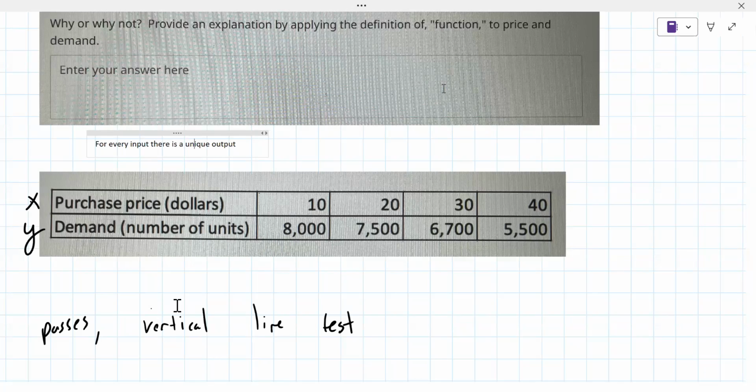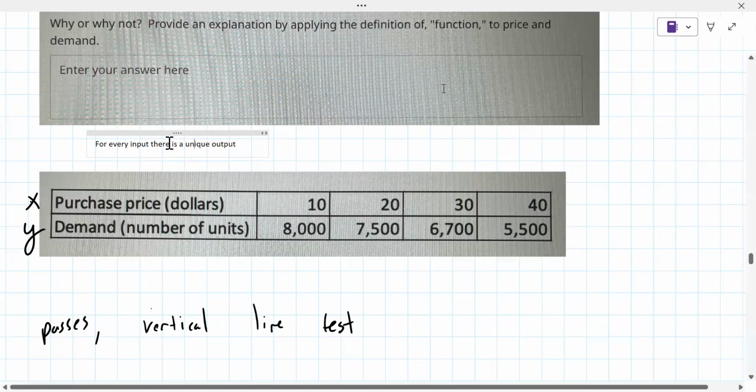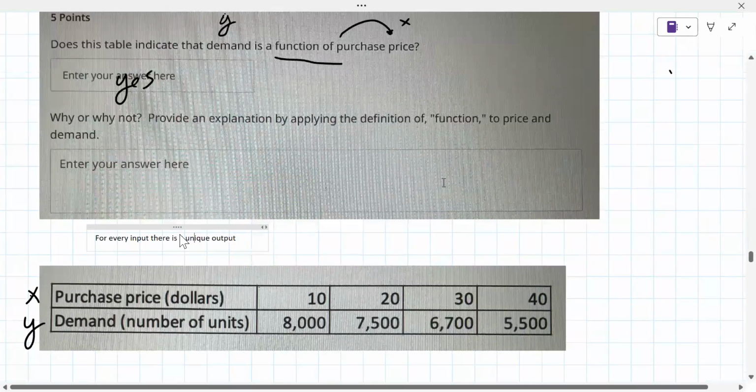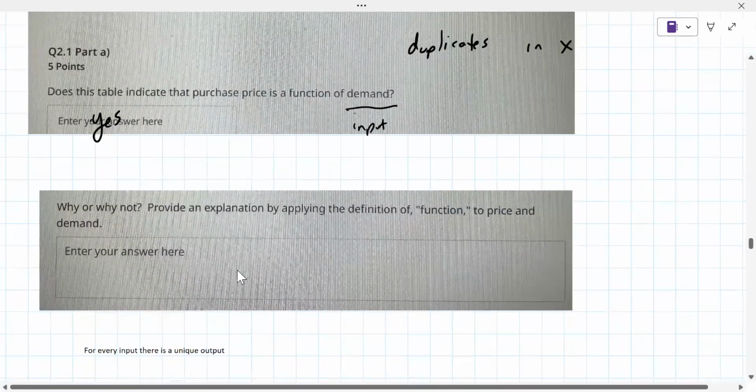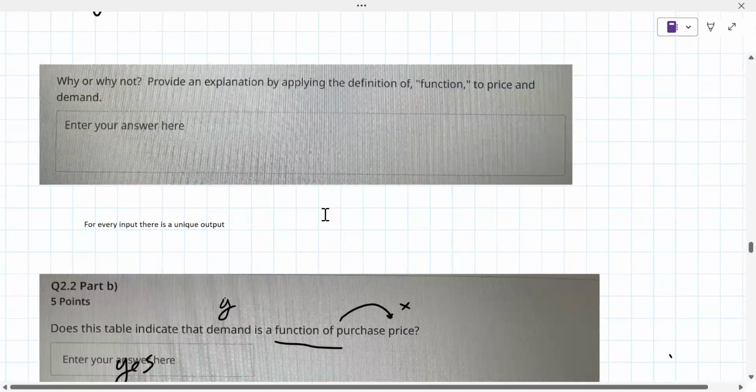Okay. I would communicate and say, is this okay? Or do I need to be more specific and say, for every purchase price, there is a unique demand. For every demand, there is a unique purchase price. Okay. I guess I'll type that here.